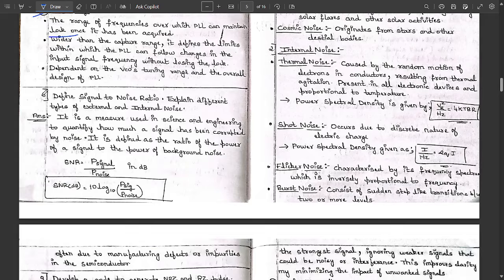One more important question is the definition of signal to noise ratio. This explains different types of external and internal noise. Don't just read this definition part of signal to noise ratio. You need to know the definition along with the relationship of SNR, how it is given, because SNR is equal to P signal divided by P noise, and it is expressed in decibels. These are the formulas if we convert it into decibels. So please note it down. Problems related to these would be asked.